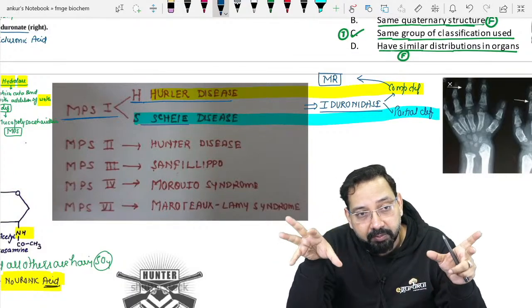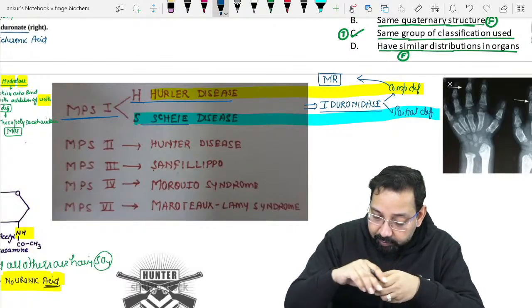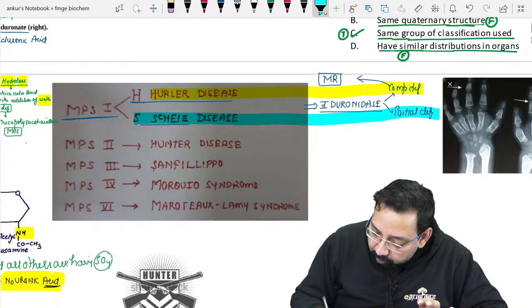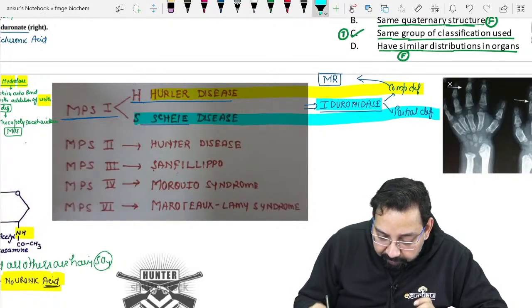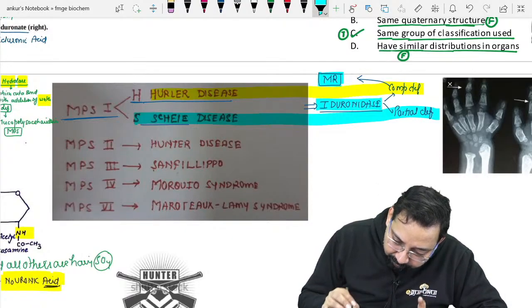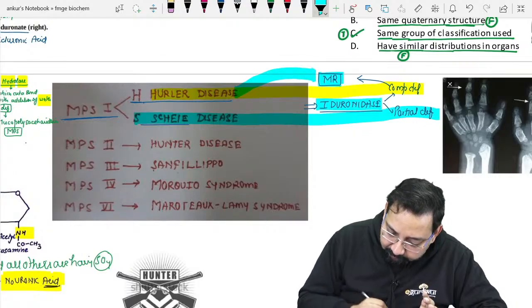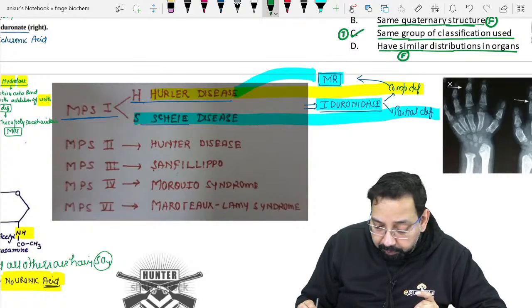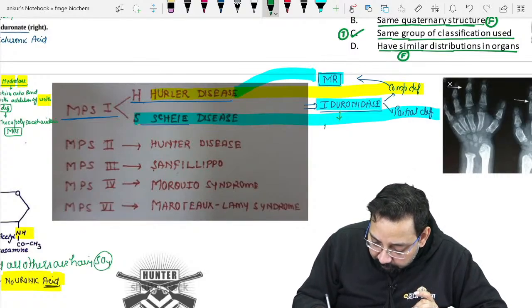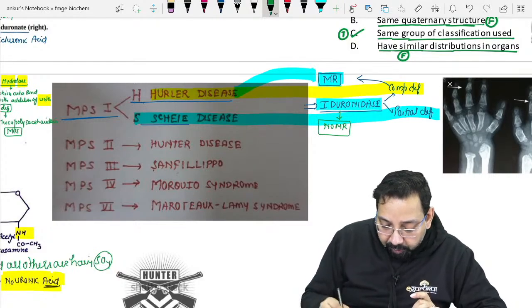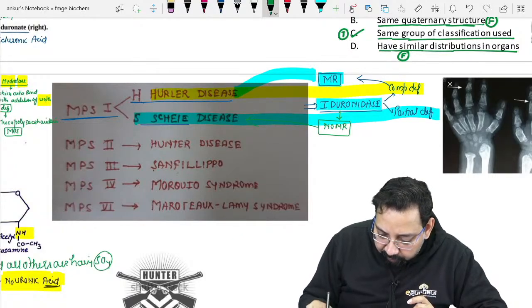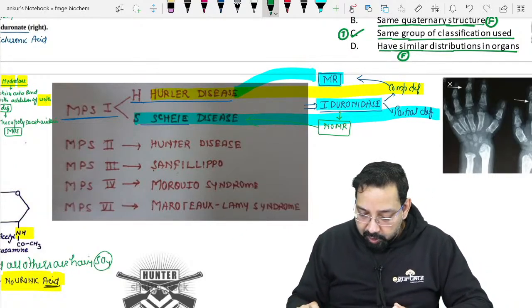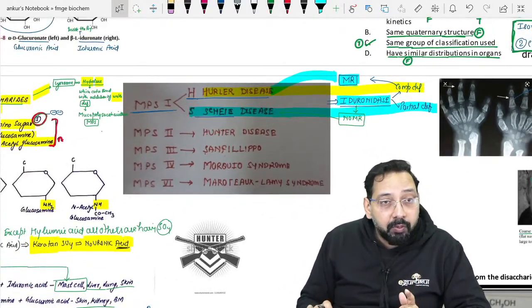So multiple symptoms may be there, but in the question they will give the enzyme, saying iduronidase is deficient and the patient presents with MR. In that case you will immediately think of Hurler disease. But if they say iduronidase is deficient, don't mention whether it is partial or complete, and there is no mental retardation, immediately you will think of Scheie disease. Clear? So this is type 1 mucopolysaccharidosis.